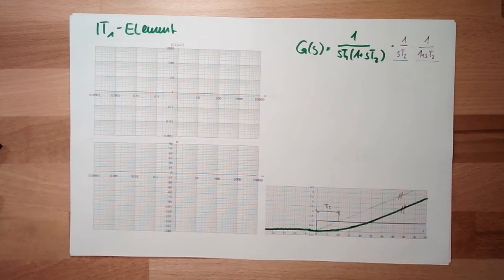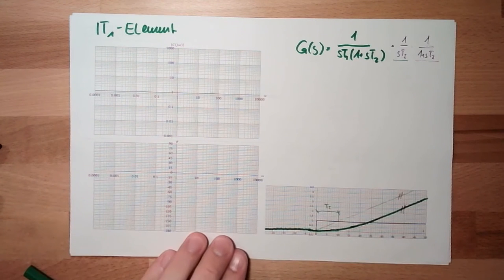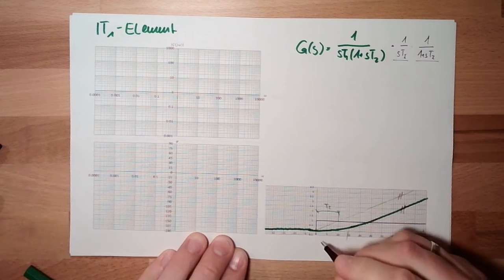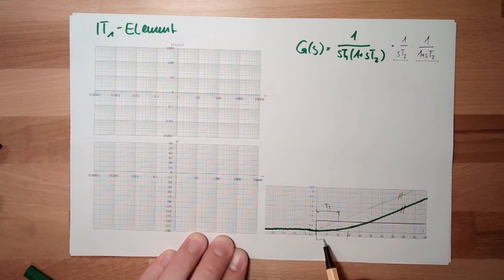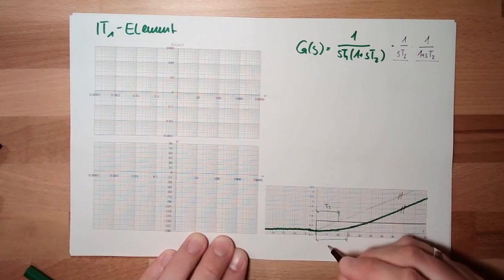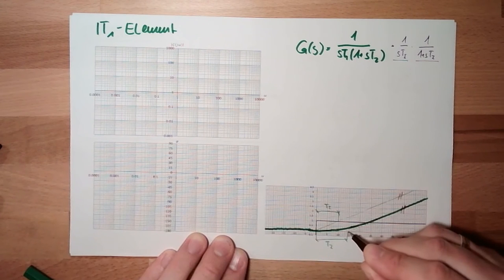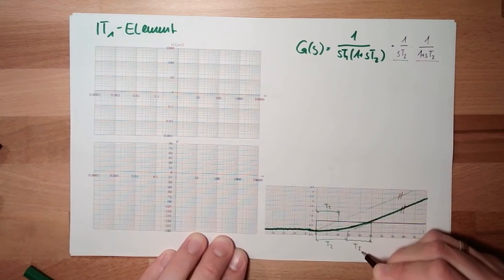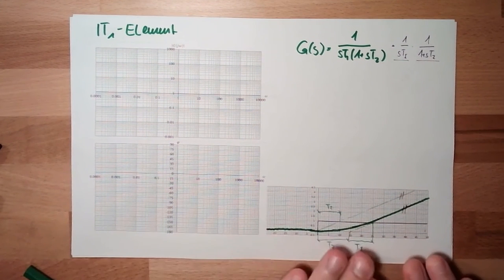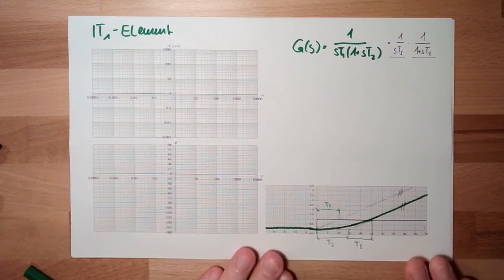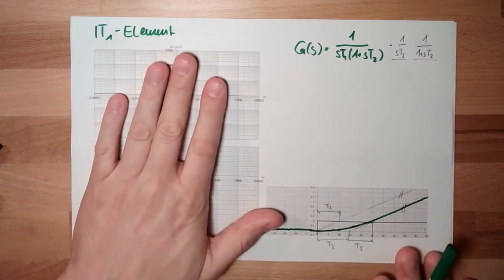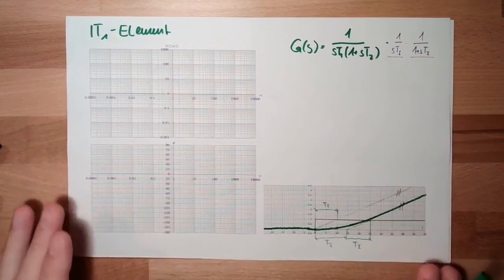By the way, here we can still see this. This would be the time T2. And here, until we reach 1, this is again Ti. So from the step response, we can still derive these two things. It's hard to measure, let's say. But now, let's have a look at the Bode plot.